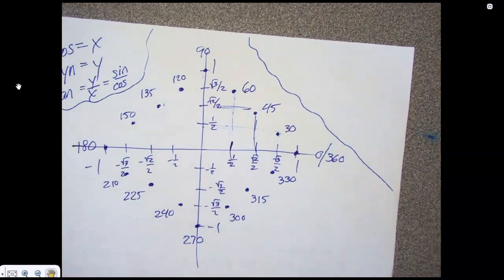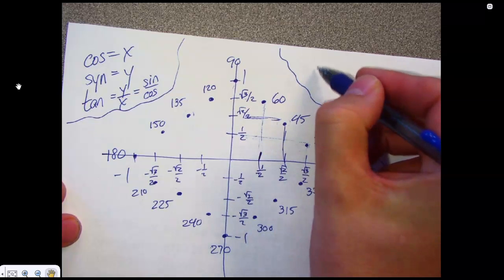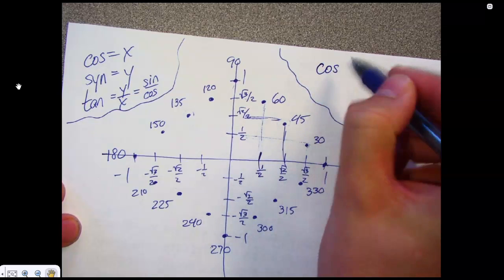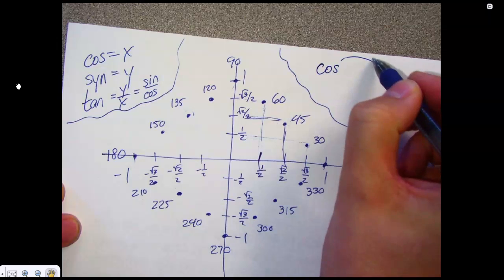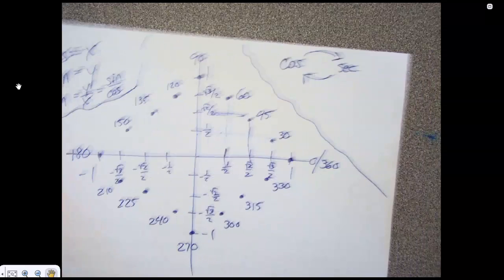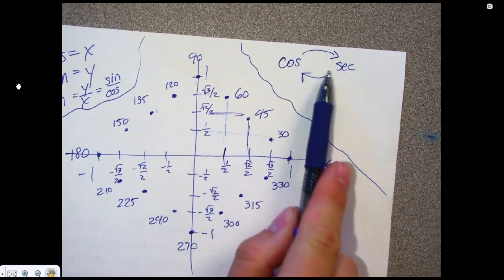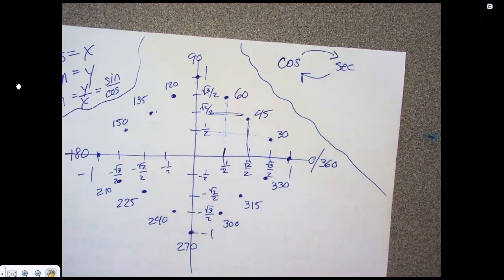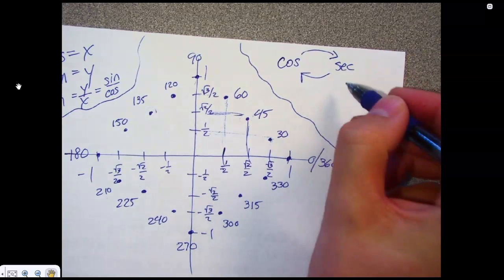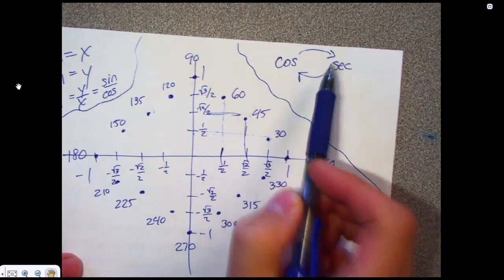So this is not proper mathematical notation, but I'm going to do it anyways. Cosine is secant flipped over. So another way to write that would be secant equals 1 over cosine, if you want to write it that way. This seems to help most people see it better, so that's what I'm going with. You can write whatever you want. But cosine and secant are reciprocals.